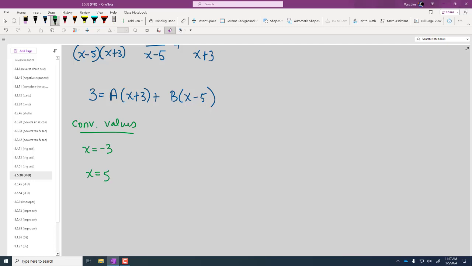That PFD equation is supposed to be good no matter what x. Doesn't matter what x you plug in. So in particular, if you plug in x equals -3, it has to be true. And if you plug in 5, it has to be true. So let's plug in -3. When we plug in -3 right here, that goes away, and this becomes -8 times B. So this allows us to find B really fast.